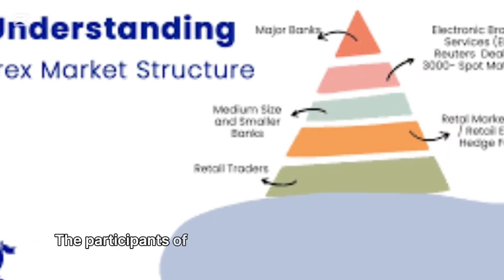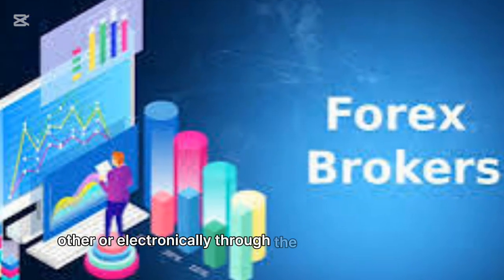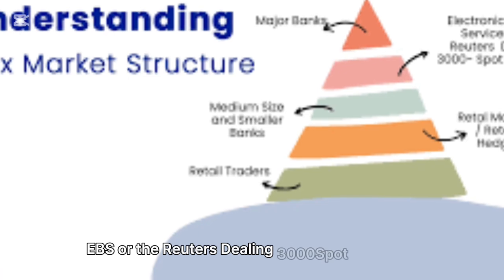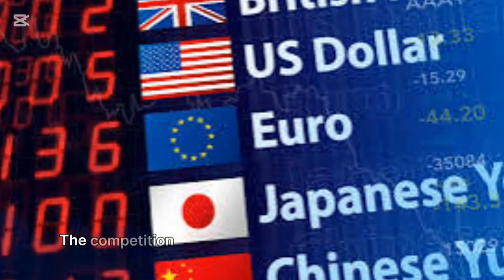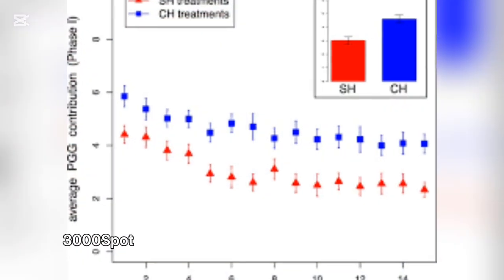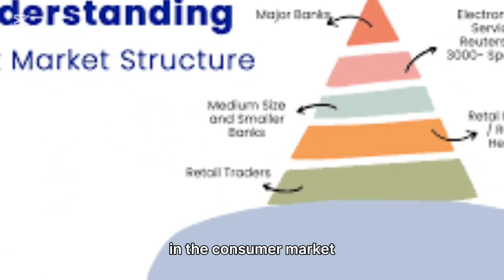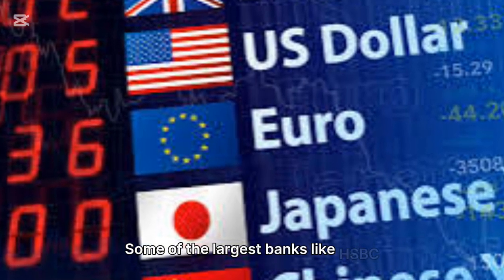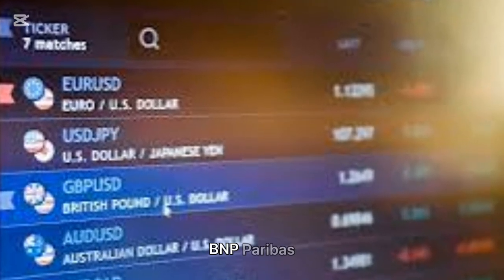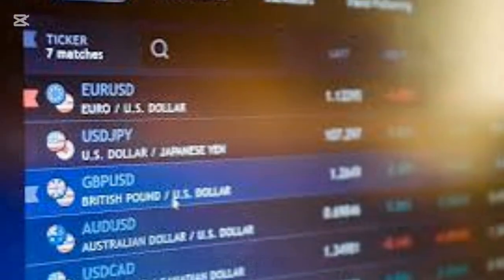The participants of this market trade either directly with each other or electronically through the electronic broking services, EBS, or the Reuters Dealing 3000 Spot Matching. The competition between the two companies, EBS and Reuters 3000 Spot Matching, in the Forex market is similar to Pepsi and Coke in the consumer market. Some of the largest banks like HSBC, Citigroup, RBS, Deutsche Bank, BNP Paribas, Barclays Bank, among others, determine the FX rates through their operations.